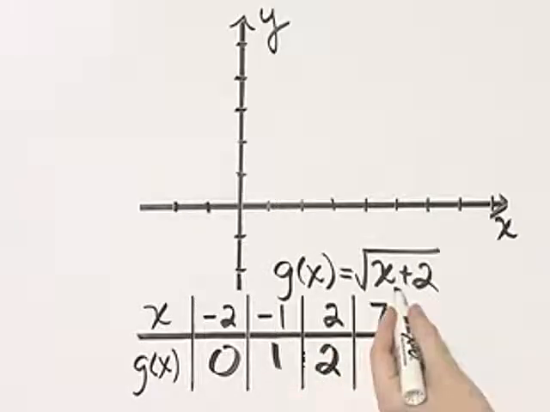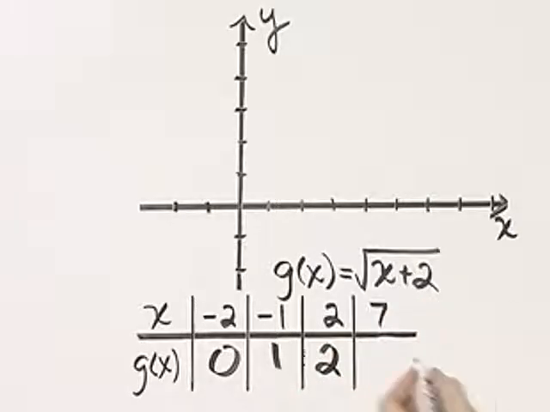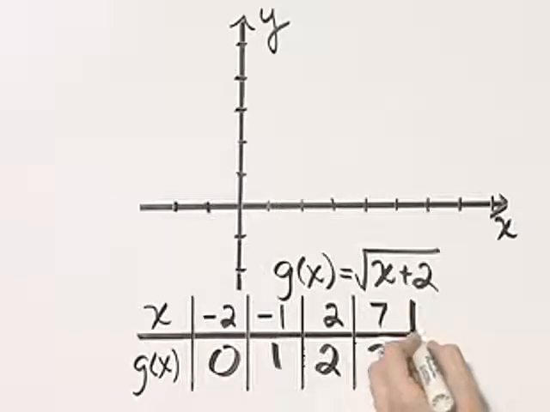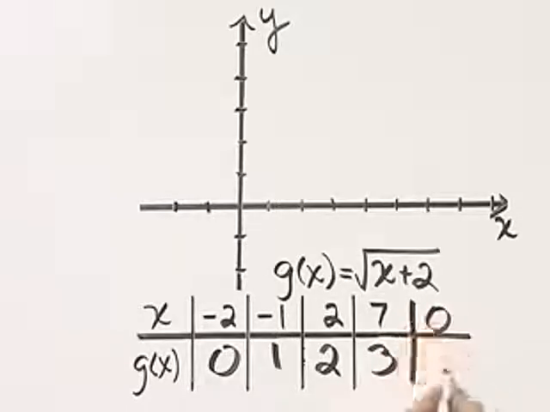And if x is 7, 7 plus 2 is 9. The square root of 9 is 3. By the way, if you'd like to find the y-intercept of this graph, you would let x be 0. And notice if x is 0, you have the square root of 2. That's approximately 1 and 4/10.